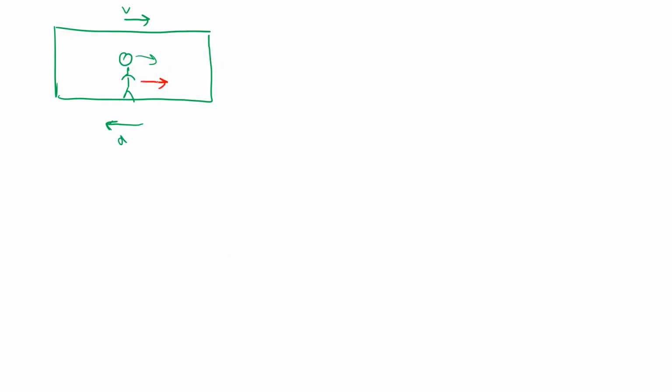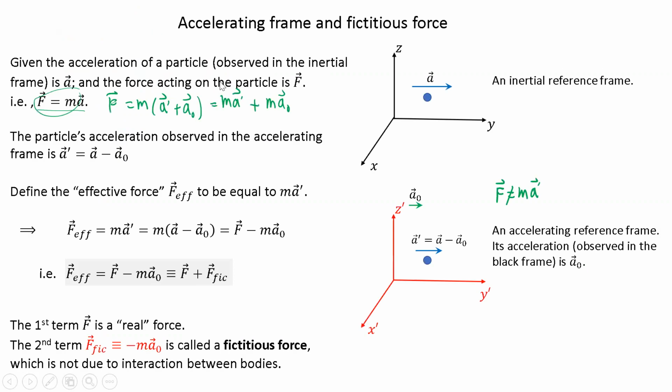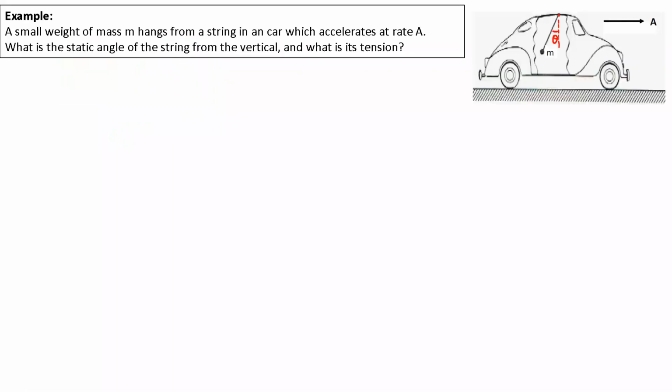will be to this side. So minus ma, or let's call it a naught. So that's the fictitious force. And your tendency to fall is along the direction of the fictitious force. So let's work on some example.